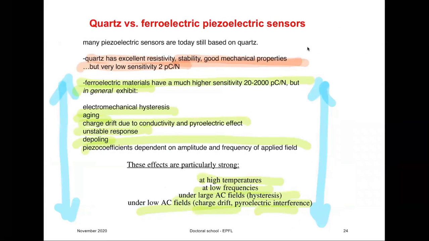This would be the end of my presentation on sensors. We will mention sensor applications also when we discuss transducers, ultrasound transducers.